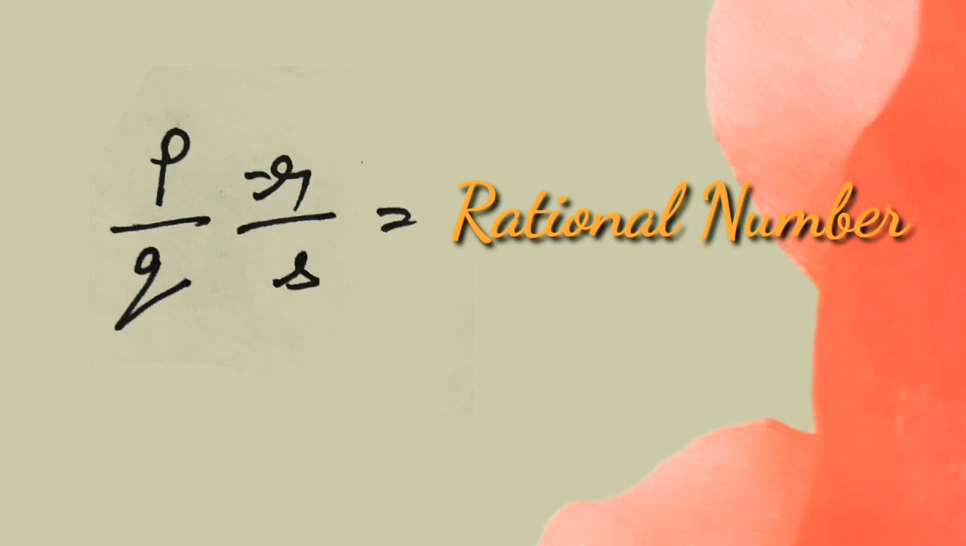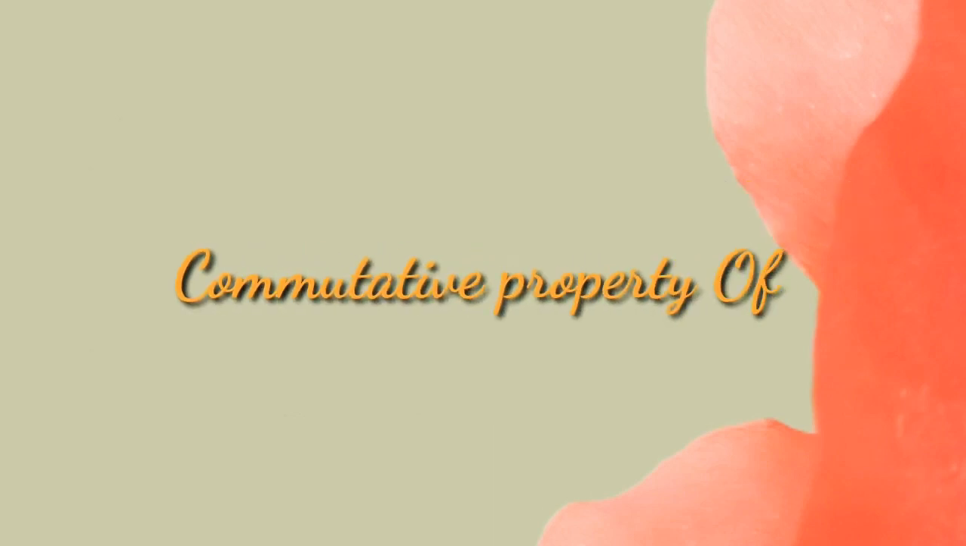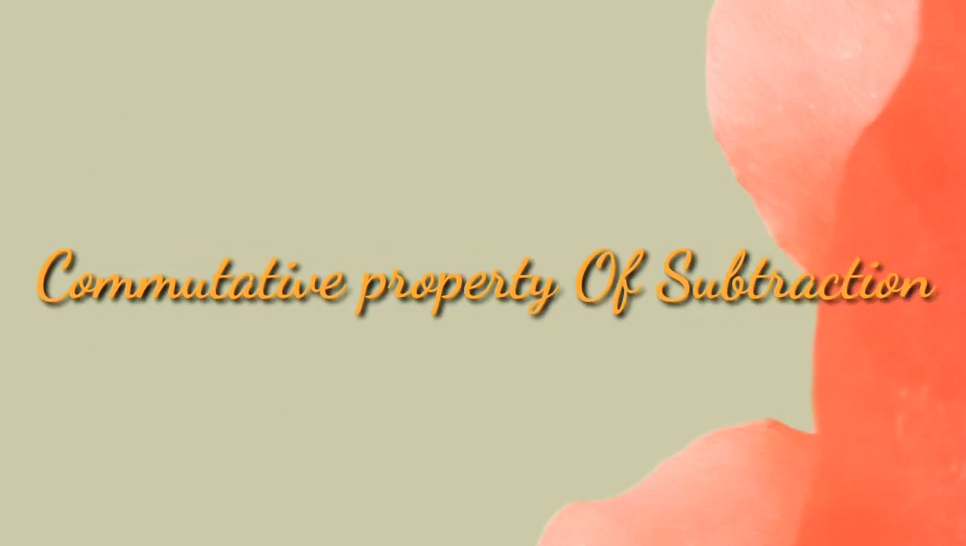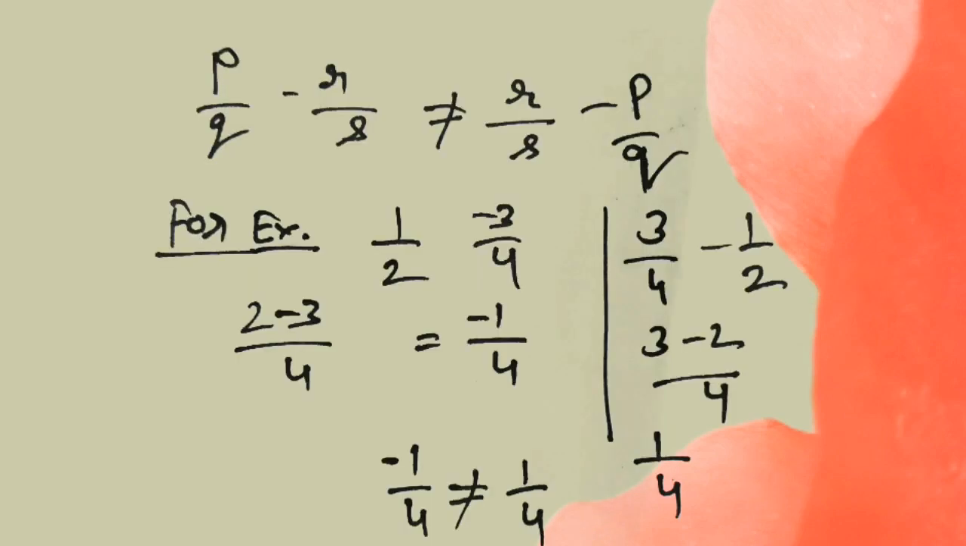Similarly, the next property is the commutative property of subtraction. If you subtract two numbers, we can say P upon Q minus R over S is not equal to R over S minus P upon Q. As in the previous concept in addition, the ordering of the numbers doesn't matter, meaning the answer will come the same. But my dears, in subtraction, the ordering of the numbers matters a lot. It will change the answer. So see how it will change the answer.